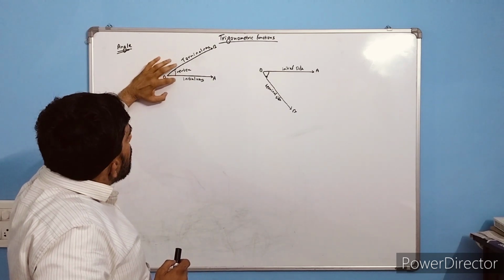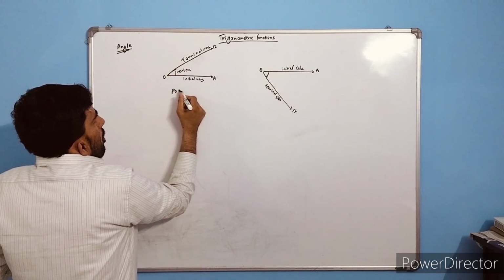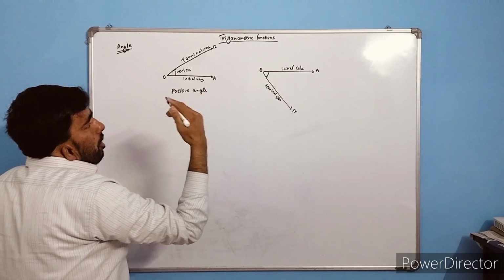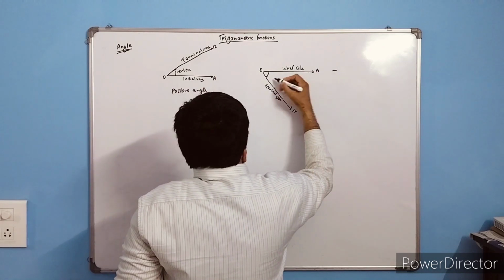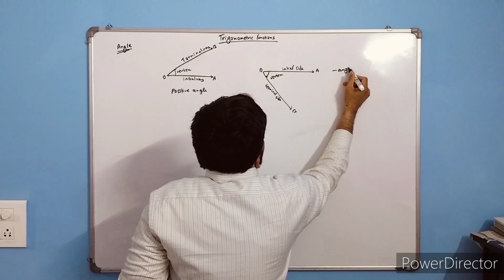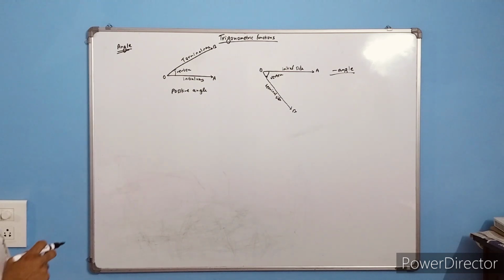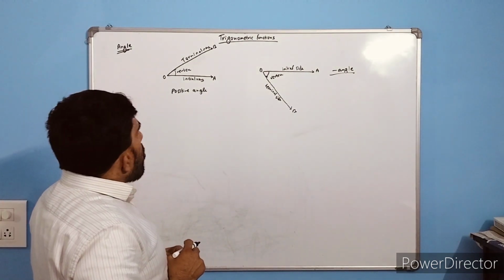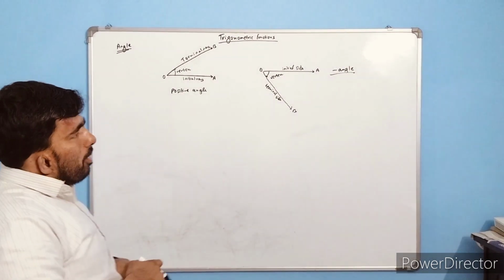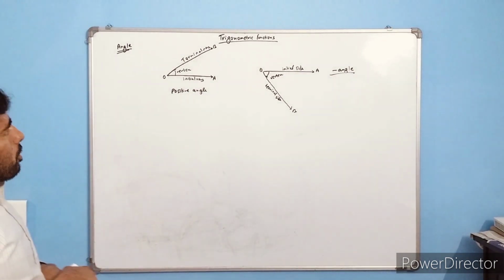If it is moving anti-clockwise, then we can say this angle is a positive angle. If it is moving clockwise, then we'll say it is a negative angle. So these two things are important. Now we'll talk more about the degree and the radian. These degree measure and radian are the two important topics now.